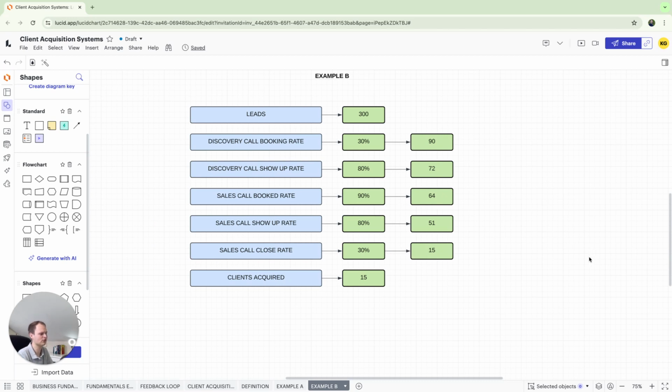So by getting crystal clear on who we're targeting in our client acquisition system, not only do we generate more leads, we also get more efficient with the leads that we do generate. In this case, signing 5 times the amount of clients. So client acquisition systems really are greater than the sum of their parts.